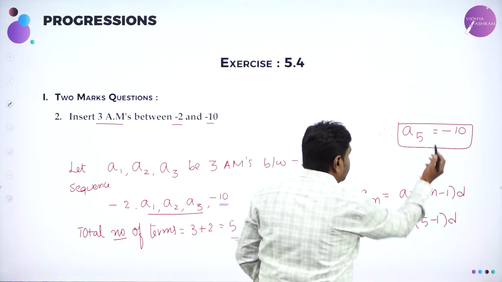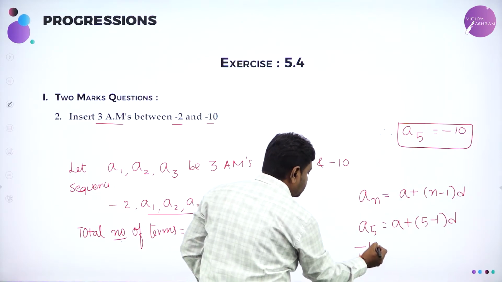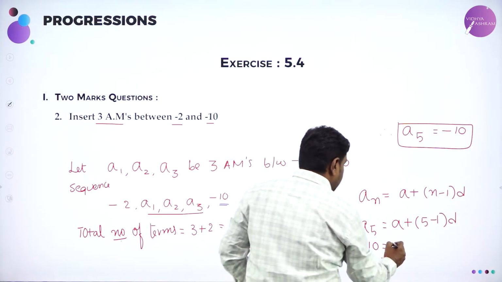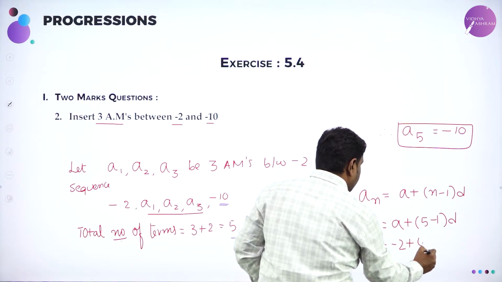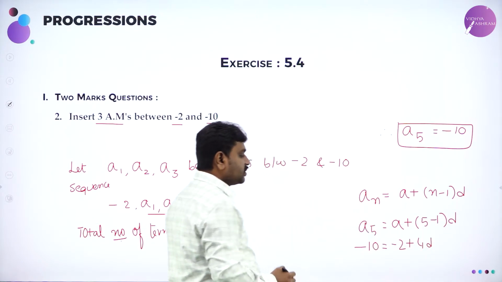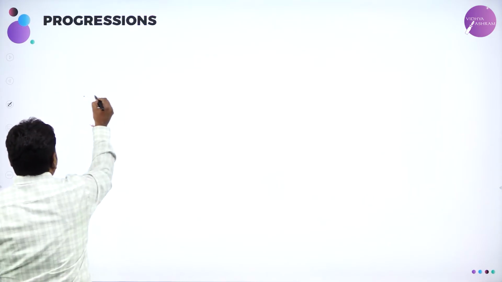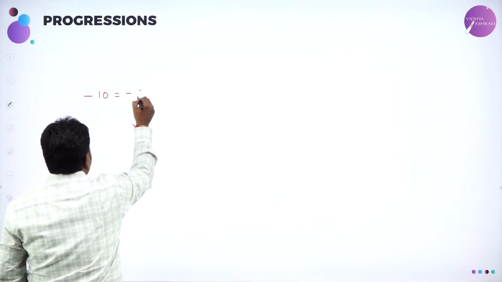Now substitute the A5 value. You know A5 is minus 10, so in LHS I'll put minus 10. A means the first term. What is the first term? Minus 2. Plus 5 minus 1 is 4d. So minus 10 is equal to minus 2 plus 4d.